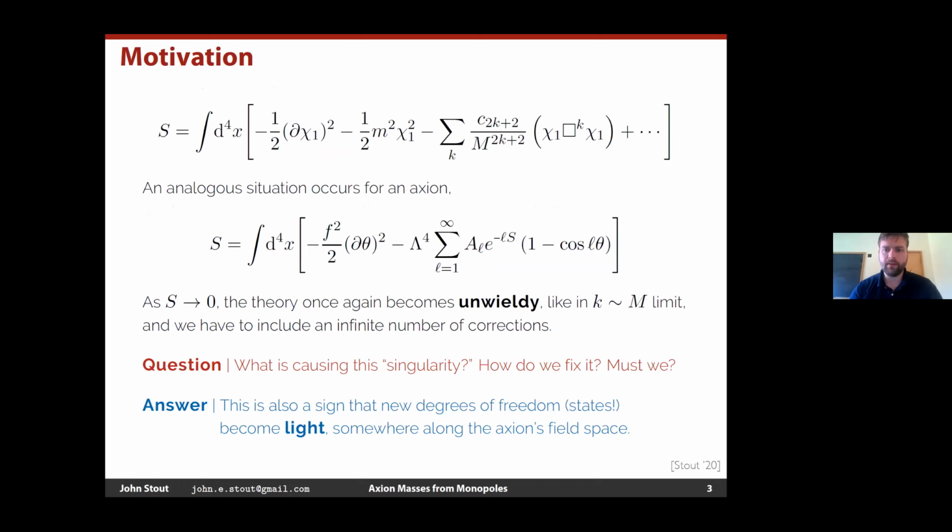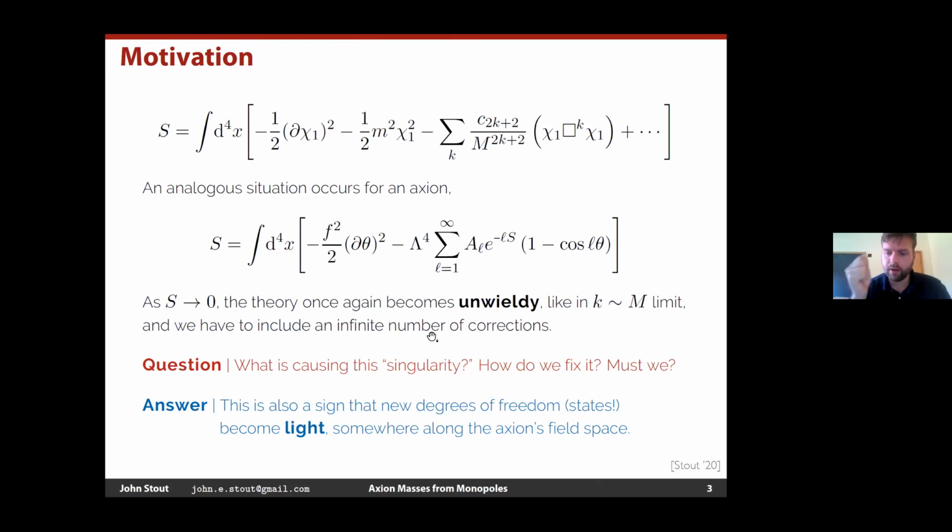One of the things I want to tell you, which appeared last December, is that a similar situation is happening for the axion. When I take the instanton action, defined in an appropriate way, to zero, the theory once again becomes unwieldy, like the theory became unwieldy up here, and we have to include an infinite number of corrections. Similarly, the cause of these two problems is the same. Here we said that the theory is breaking down because there are light states that we have to account for, and similarly, the theory breaks down here because there are light states appearing somewhere along the axion's field space.